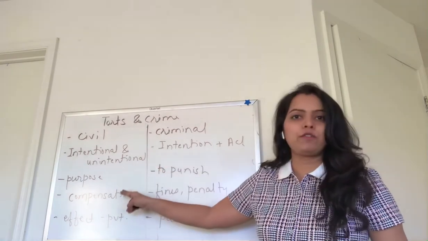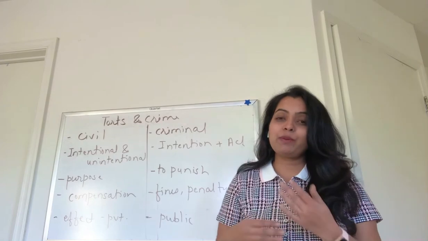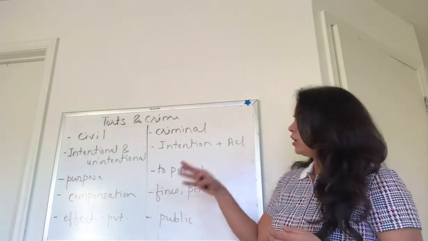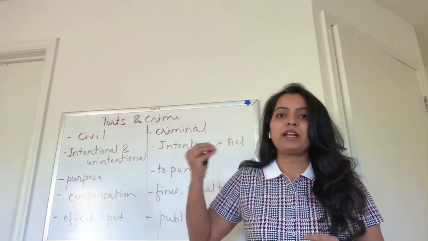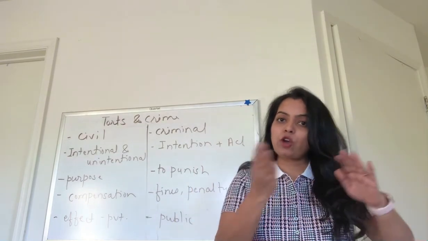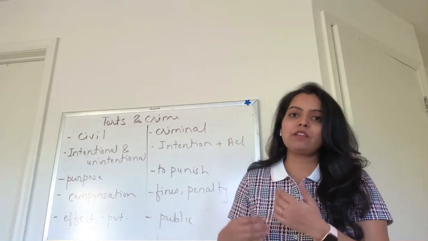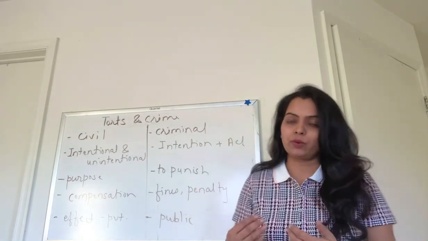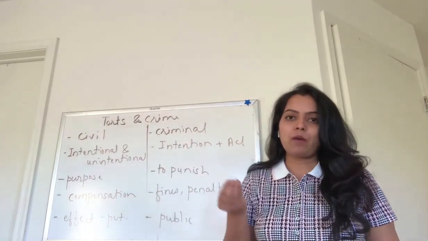Third thing, purpose. Purpose of law of torts is to correct the mistake which has happened. So purpose is corrective. In case of crime, it's punitive. Purpose of criminal law is to punish a wrongdoer. So in case of torts, purpose is corrective, and in case of crime, the purpose is not corrective but punitive.